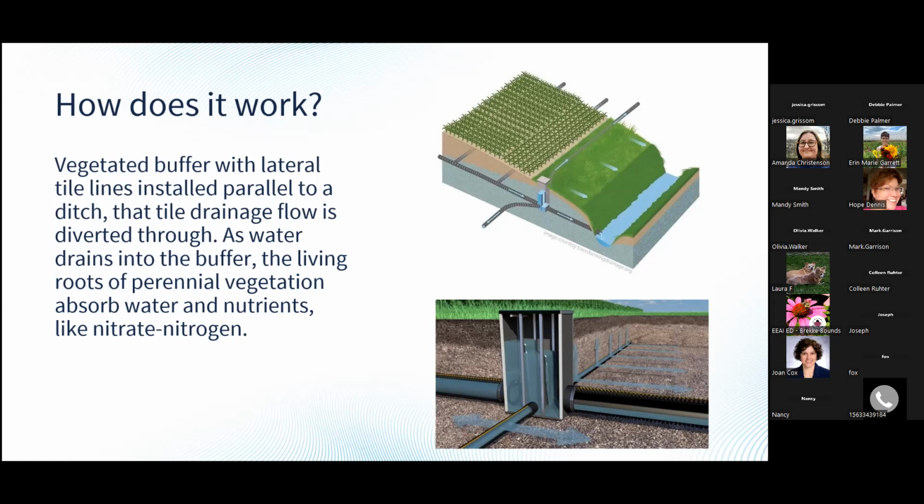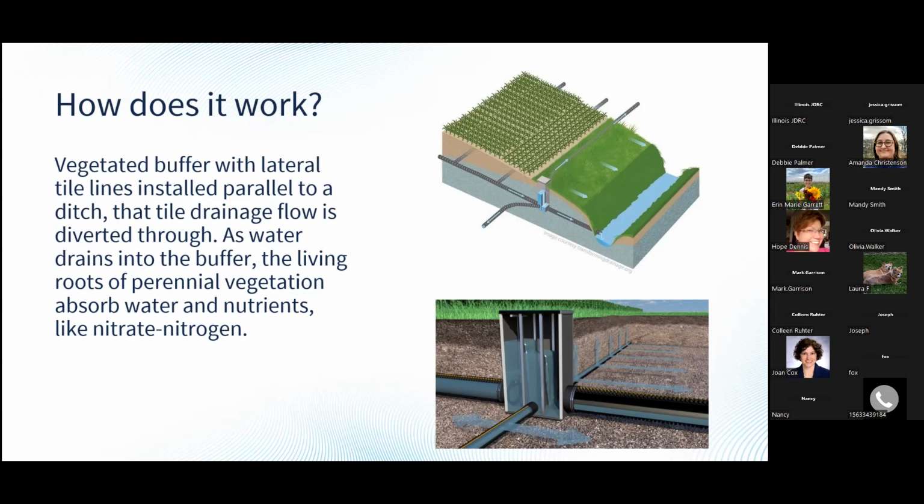So as water drains into the buffer, the living roots of perennial vegetation absorb the water and nutrients, specifically that nitrate nitrogen, which travels with the water. So ultimately, tile drained water is directed into these water control structures, which are shown in that bottom picture. And the water control structure intercepts the water and redirects it underneath of that vegetated buffer through a perforated tile pipe to increase soil saturation. However, there's also a bypass for those high flow events, which is shown in that bottom photo there, to prevent any backup in the field.